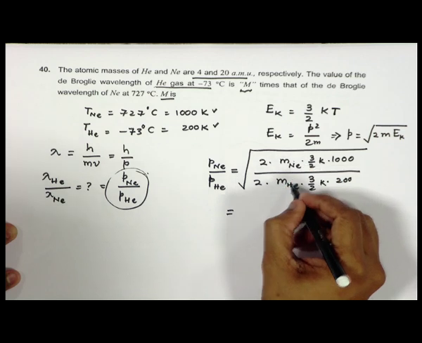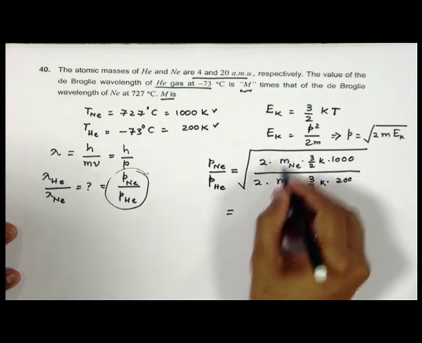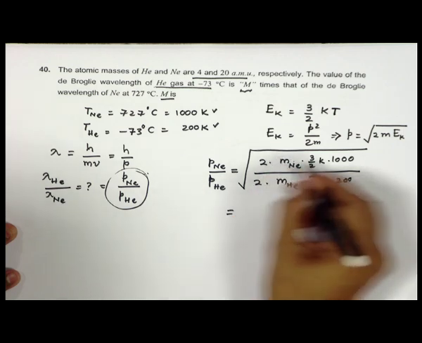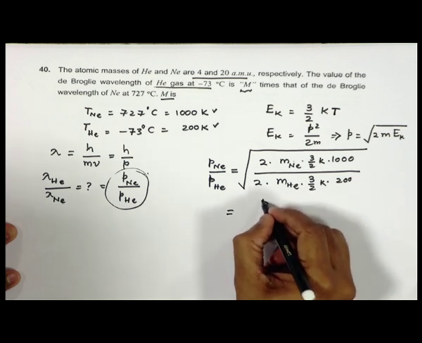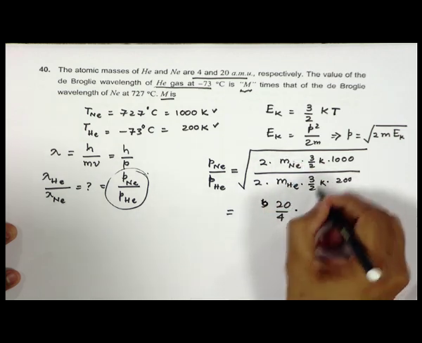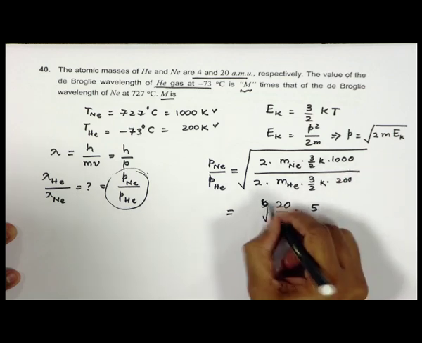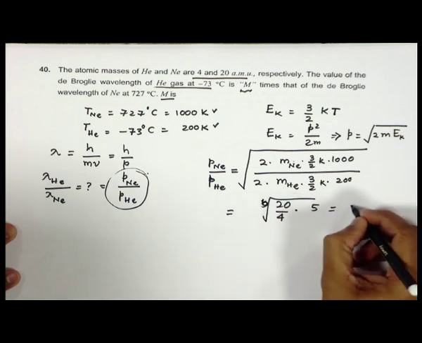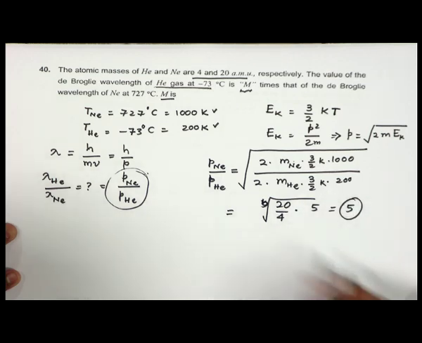And the mass of neon is 20 AMU, the mass of helium is 4. So, this is 20 divided by 4, the 2s cancel, and 3 by 2 k cancels. So, I have 20 divided by 4 from mass, which is 5, and then 1000 divided by 200, which is 5, and this is 5 into 5, 25, the square root of that is 5. So, the final answer m that we need is 5.